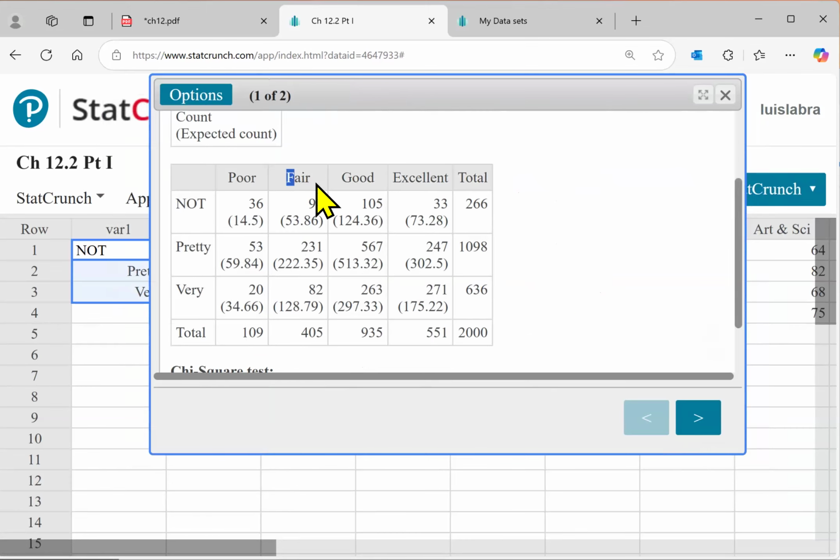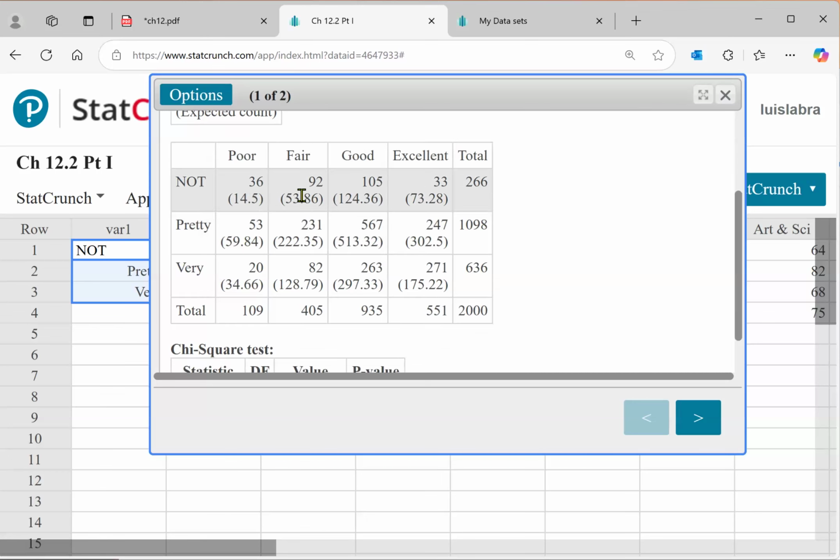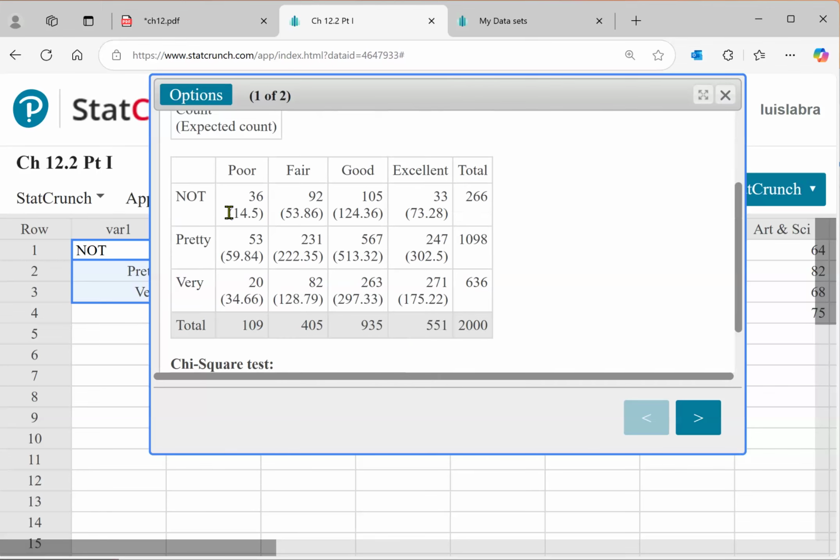So notice the cell that I was looking at was fair and pretty, in other words, pretty happy. Sorry, I keep saying pretty. In parentheses, you can see up here that that's the observed count. And then here you have the expected count. It turns out that by doing this, you have the expected counts of each cell. And better yet, you actually get the test statistic for the test for independence. And you can see that the p-value is very small. That means you're going to reject the null.